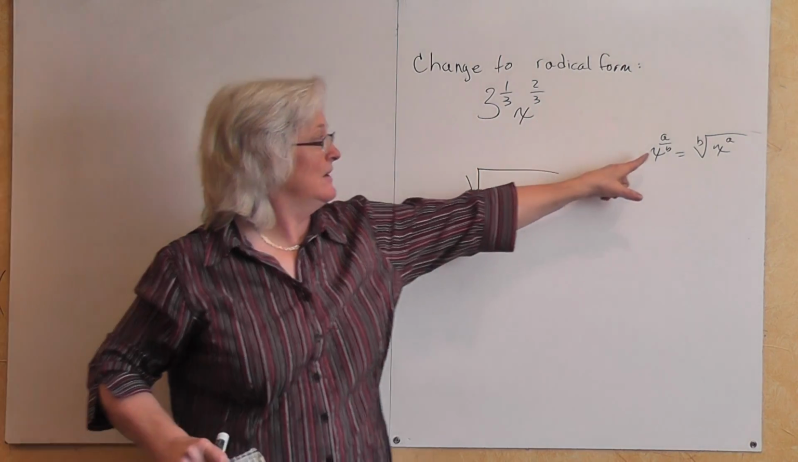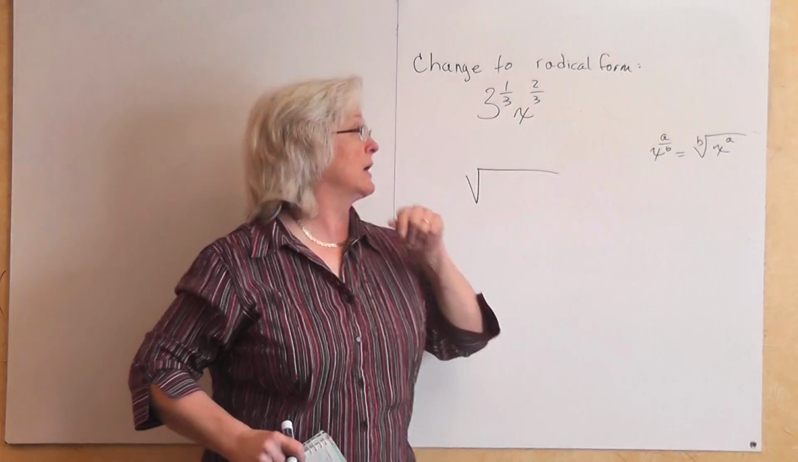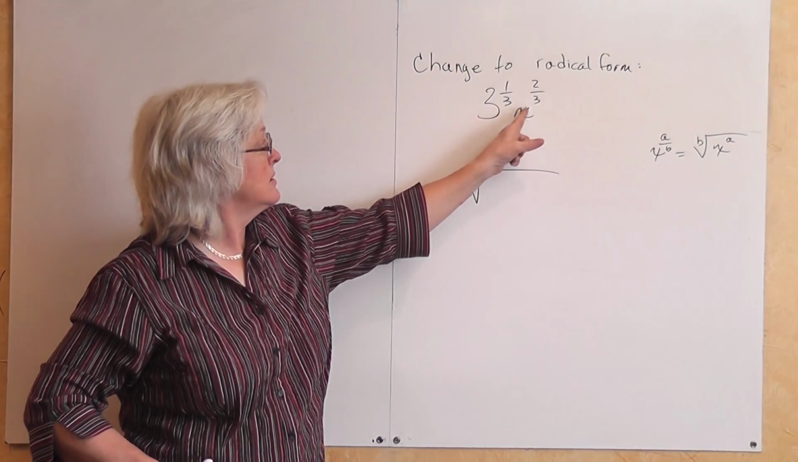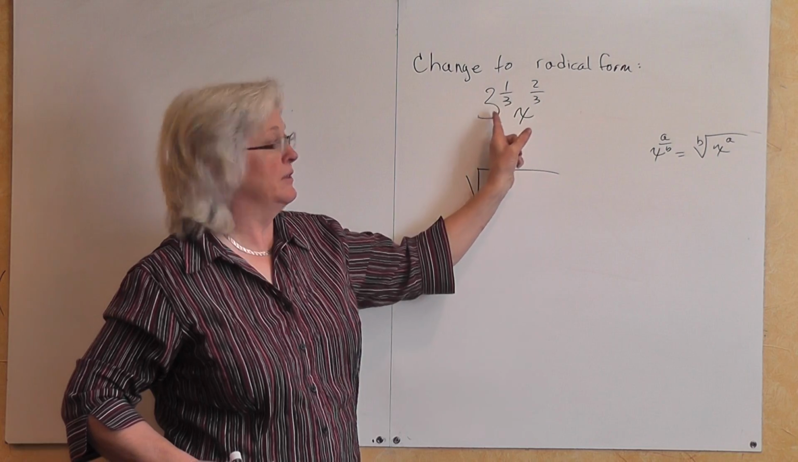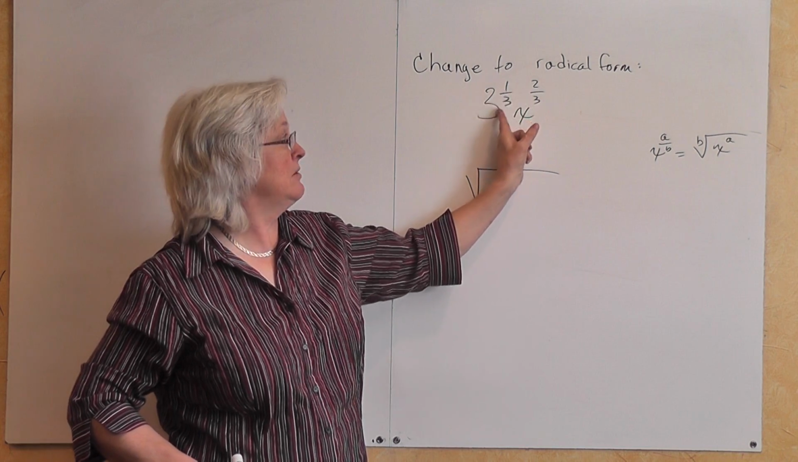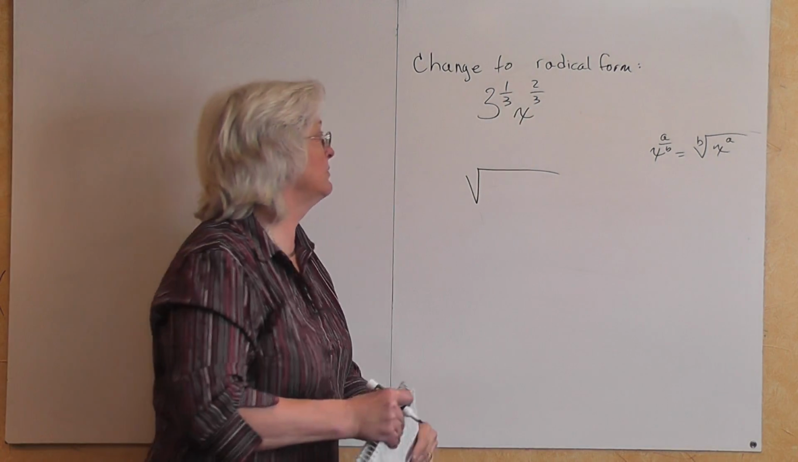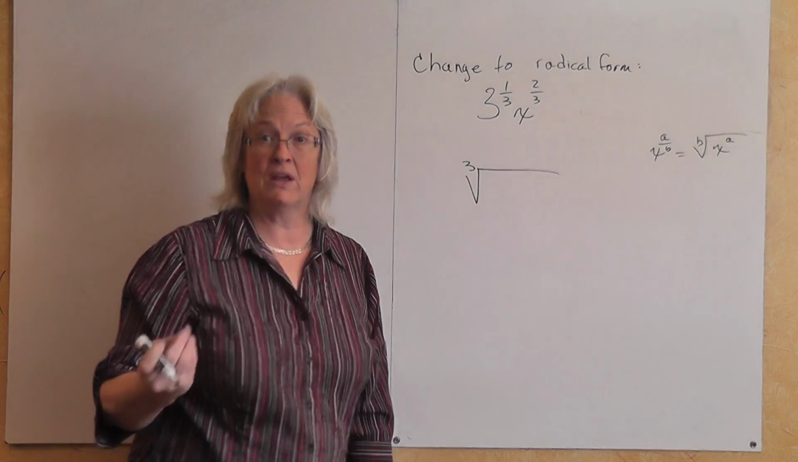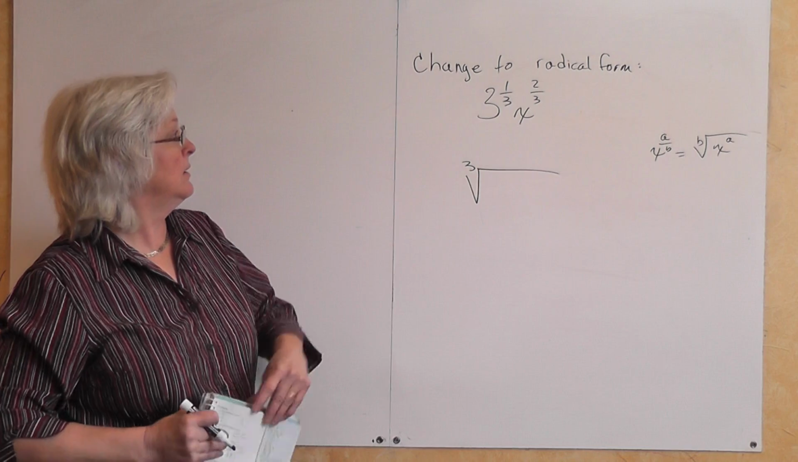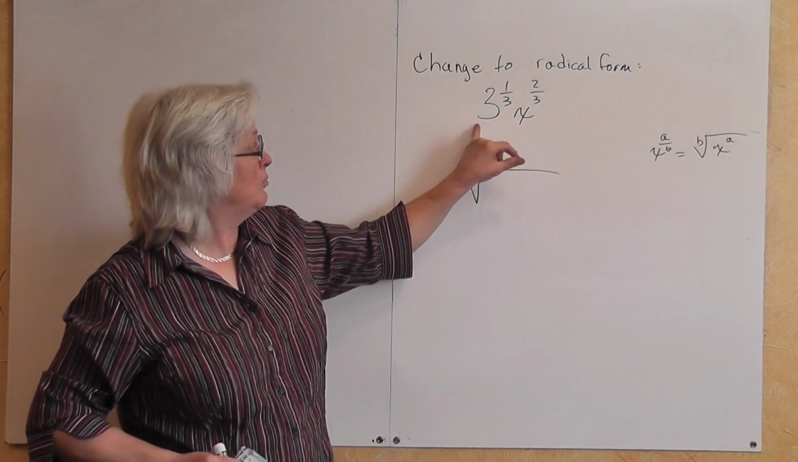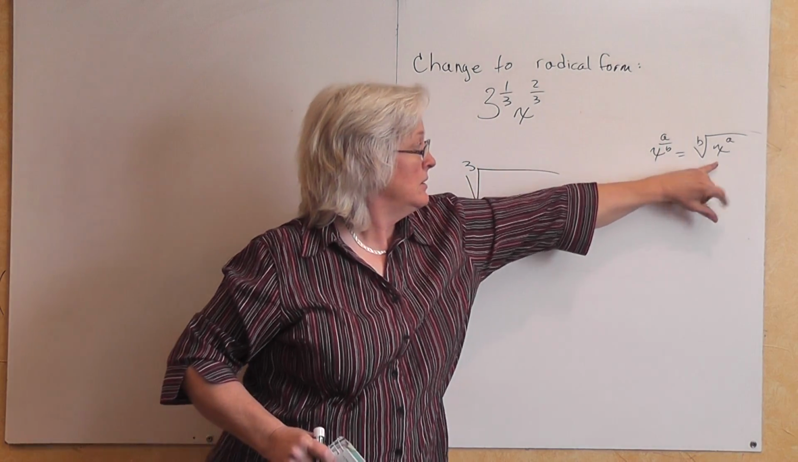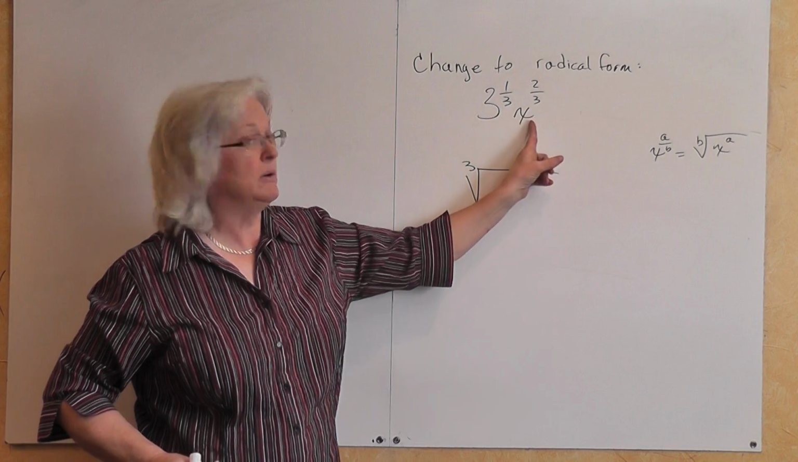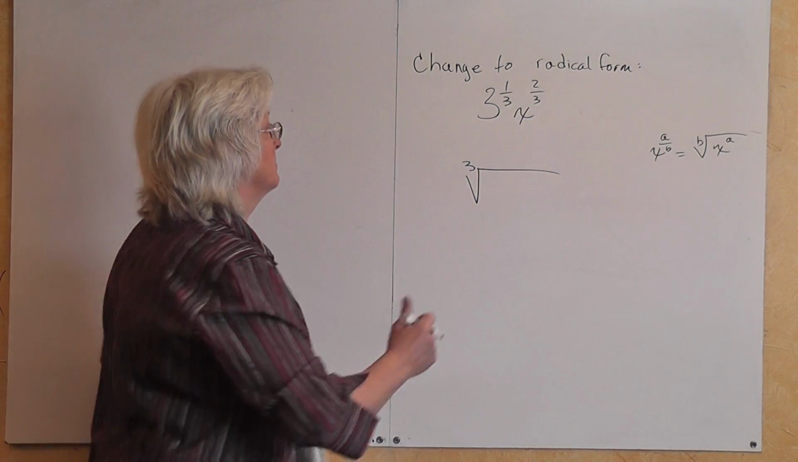What is our index? Which root are we taking? Well, the index is the denominator. The denominator is going to have to be the same, but here this tells us that we're taking the cube root of something. What are we taking the cube root of? We're taking the cube root of what we're using as the base. 3 and x.